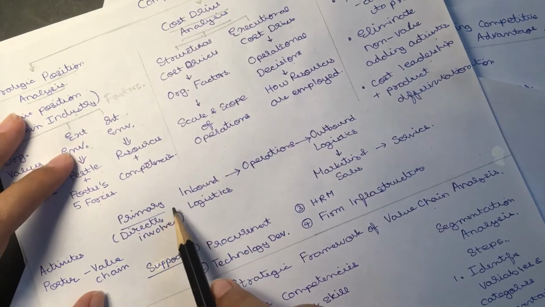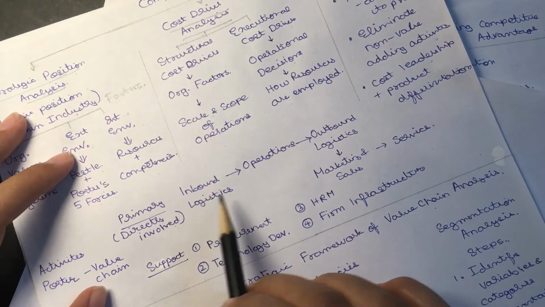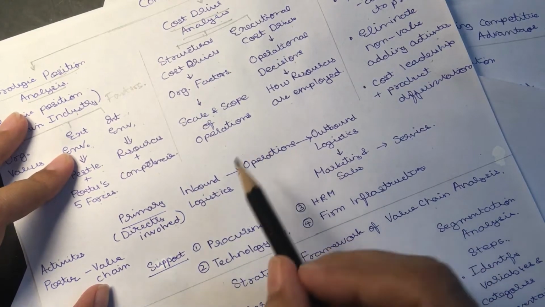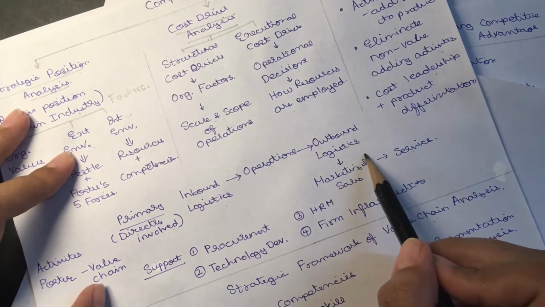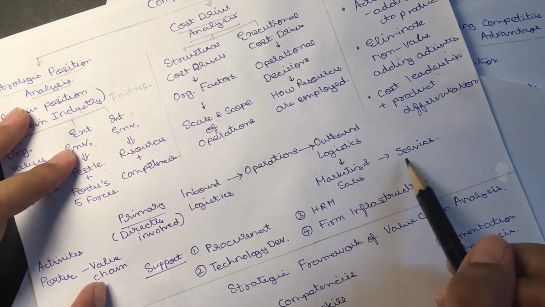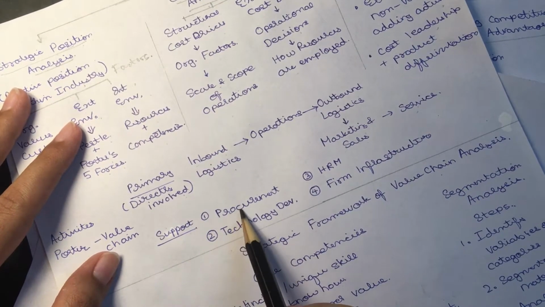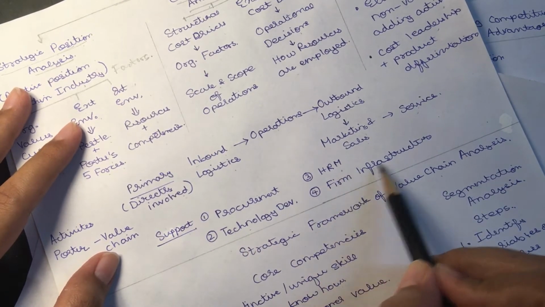Primary activities are directly involved in the manufacturing of a product, that is converting raw material into the final product, in which you have inbound logistics, operations, outbound logistics, marketing and sales, and services. And the support activities are procurement, technology development, human resource management, and firm infrastructure.